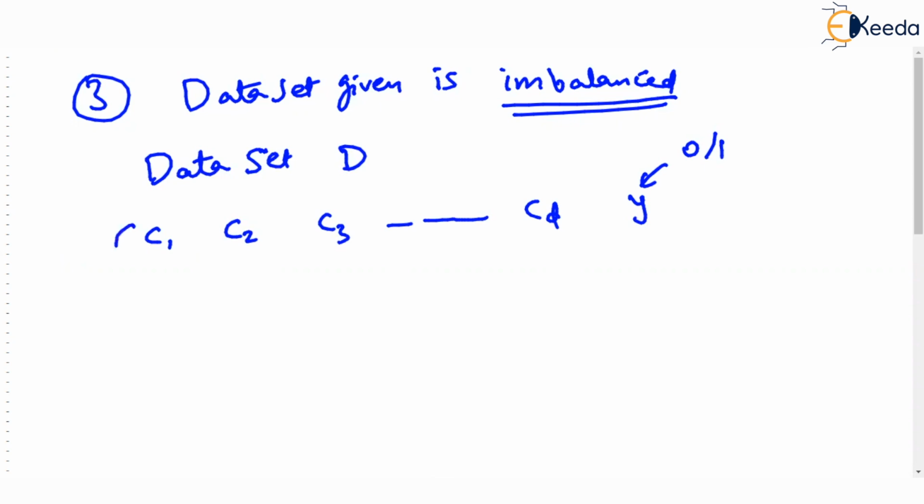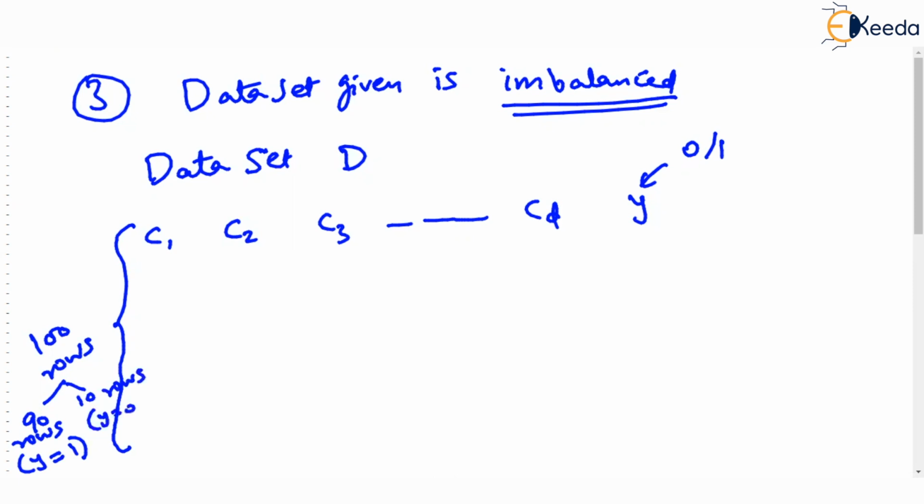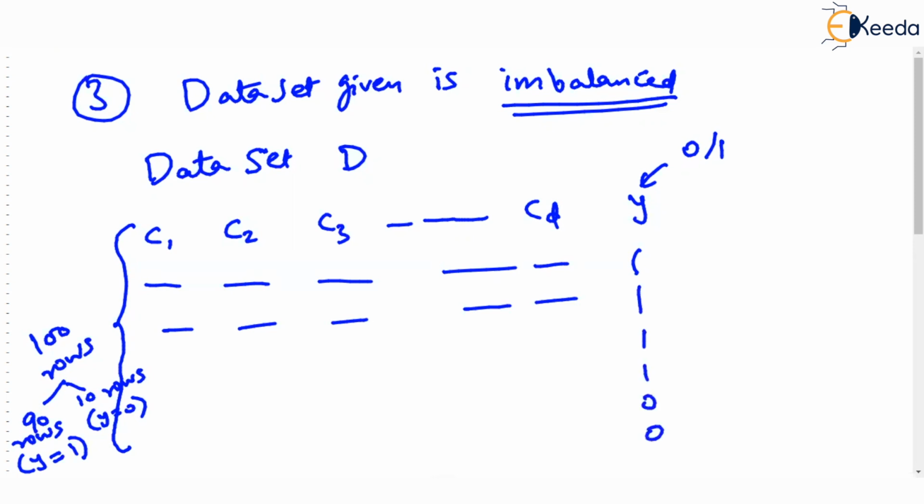Just imagine this data set has 100 rows. And out of these 100 rows, 90 rows have output Y equal to 1, and only 10 rows have output Y equal to 0. So very few times you will see that the output is 0, because 90 times the output is 1. Very few times you will see some of the points having output label 0.